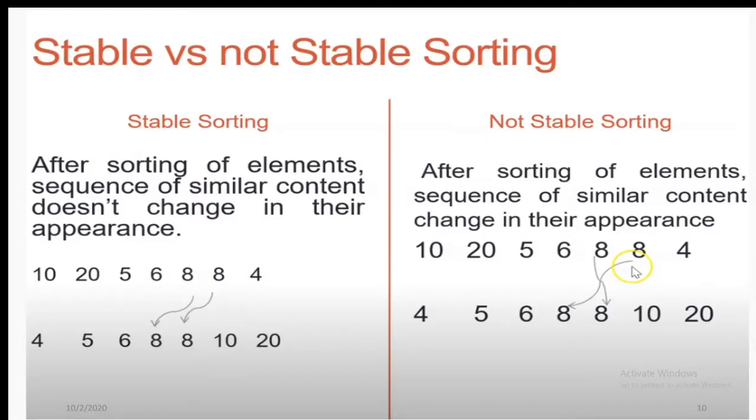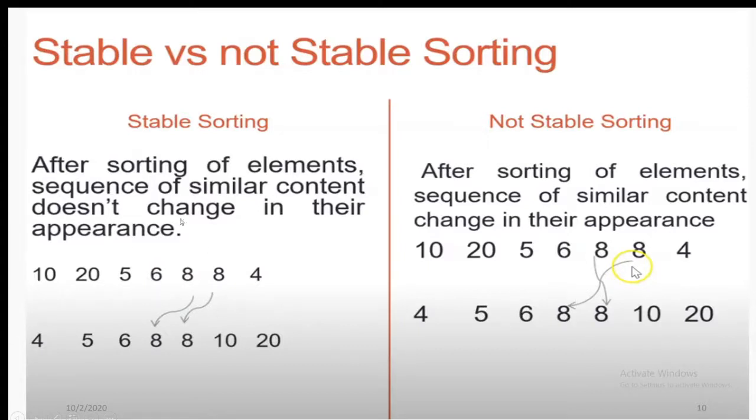But as compared to non-stable sorting, same example here: 10, 20, 5, 6, 8, 8, 4. But after applying a sorting technique, the difference is that this 8 is coming first, and this 8 is coming after, and the last one is coming previously. This is the difference between stable and non-stable algorithms. So this 8 is coming after and this 8 is coming before. So this is the major difference.